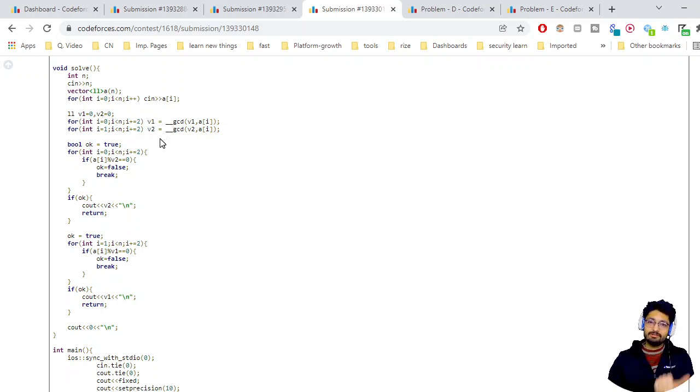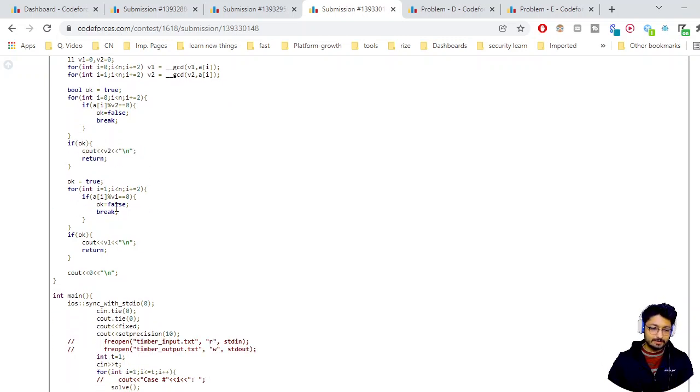Now it should not be dividing any even position numbers, so I will iterate over all the even position numbers and check that if I find any number that is divisible by D at the even position, I will make it false, meaning it is not correct. I find that this D is not possible, so I will break out at this point, meaning this is not possible, so move further. If I find that this D is possible, then I'll just print that D and return at this point, because that D is valid.